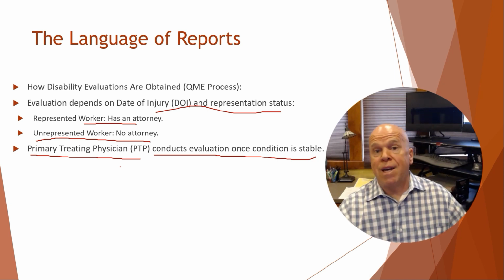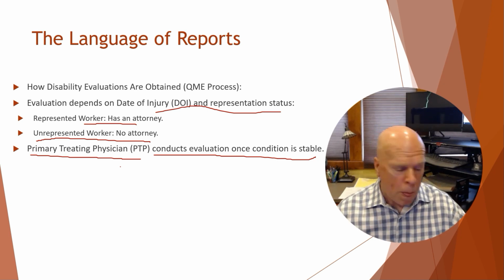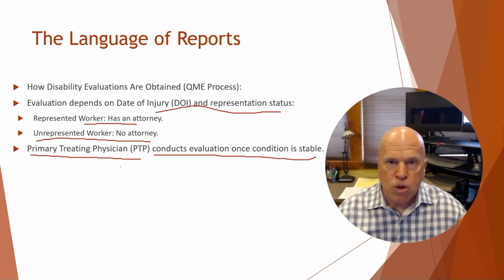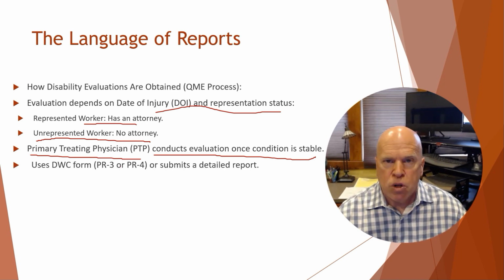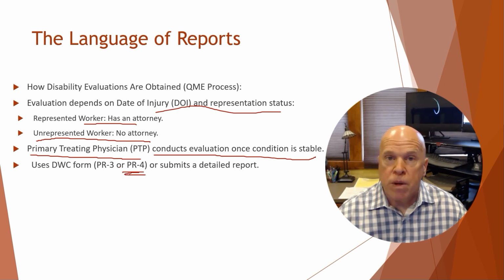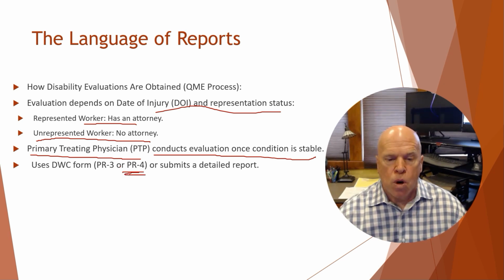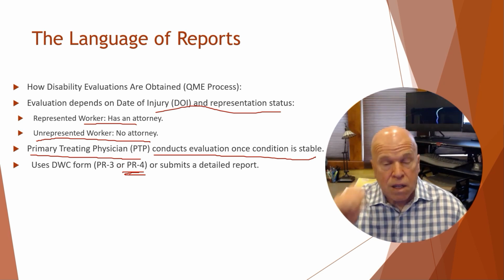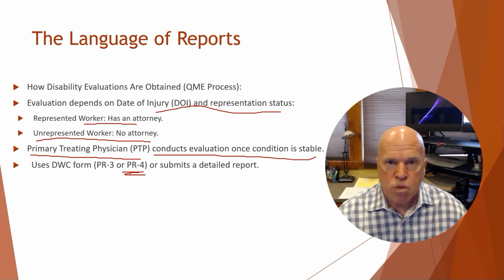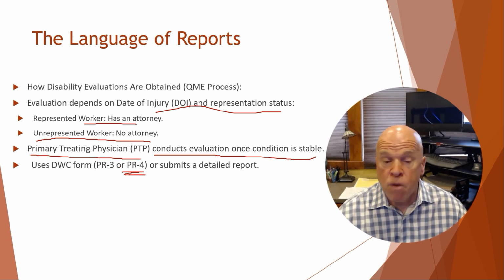Okay, so this is the ideal scenario, that you have a responsible primary treating physician, and the primary treating physician renders the first report on the examinee's condition. The primary treating physician does this on what's known as a PR4 form. This is a California-specific permanent and stationary form. It has pre-populated content that the primary treating physician then responds to, and the primary treating physician submits the PR4 form.